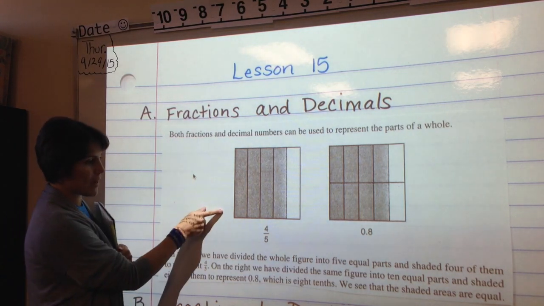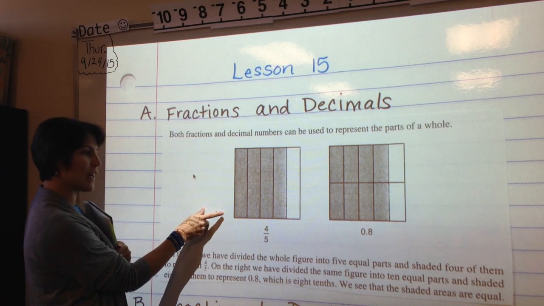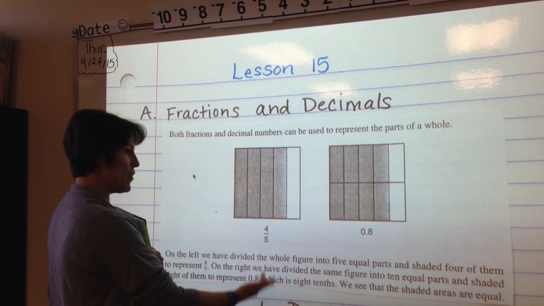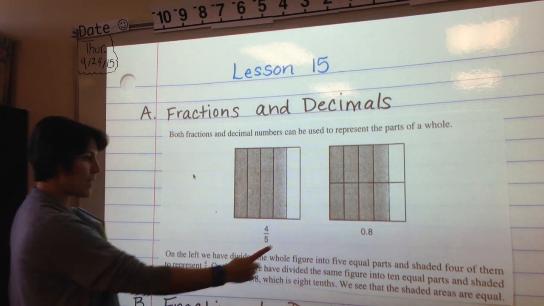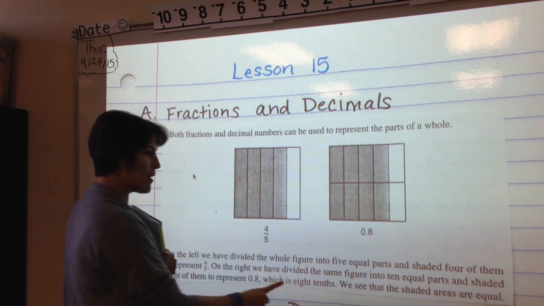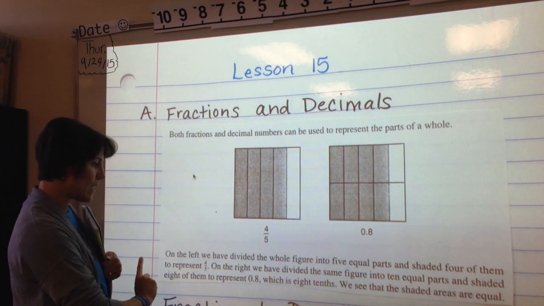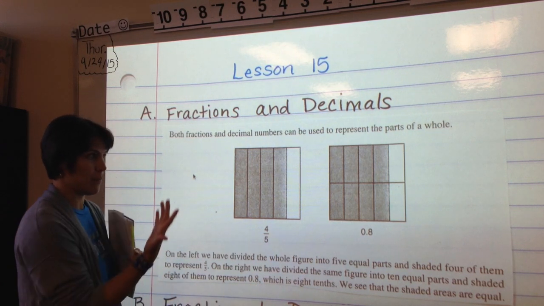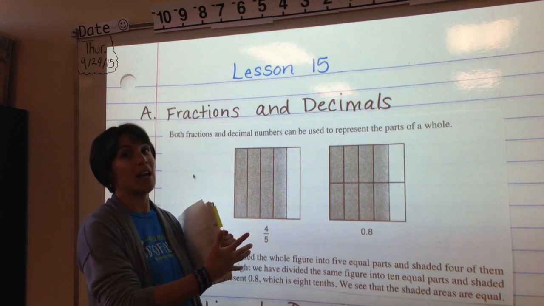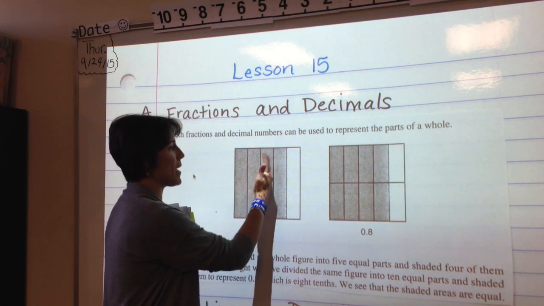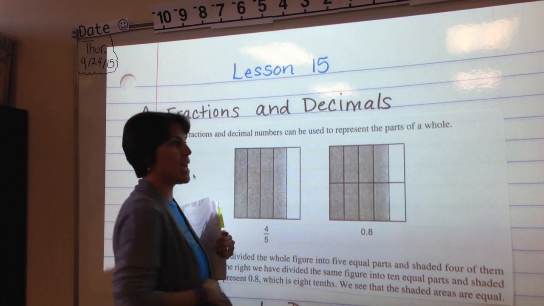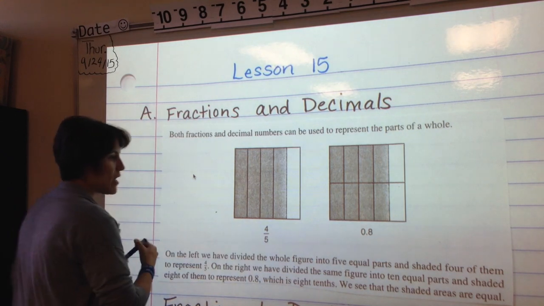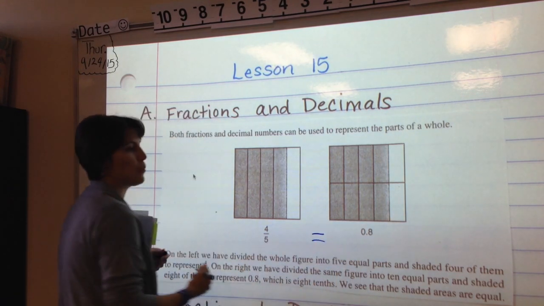On the left we have the whole figure divided into 5 equal parts and shaded 4 of them, so that's 4/5. And on the right we have the same square divided into 10 equal parts, and 8 of them are shaded to represent 8/10 or 0.8. Anything you notice? Yeah, they're equal. This is the same amount of cake as this. Cake in my belly. So 4/5 equals, write that down please, 4/5 is equivalent to 0.8.